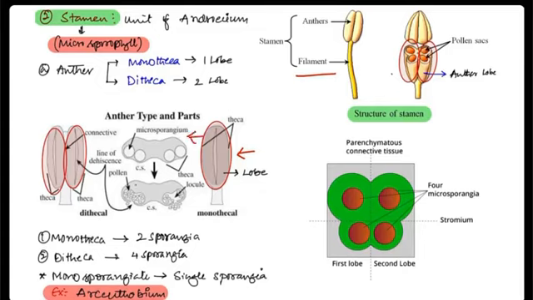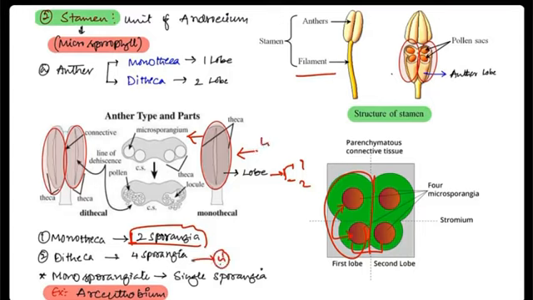I hope you are getting these points. If you go through the PPT after this class, you will be able to understand it better. Each lobe has two sporangia, and you can see the sporangia here. If it is one lobe, it will have two sporangia. If it is bilobed, it will have four sporangia. So this is about monothecous, dithecous, and sporangia.